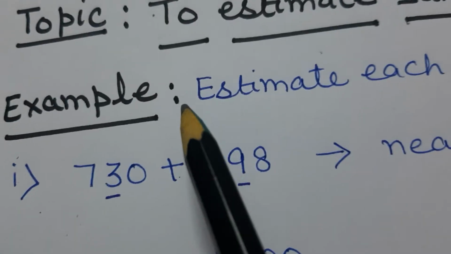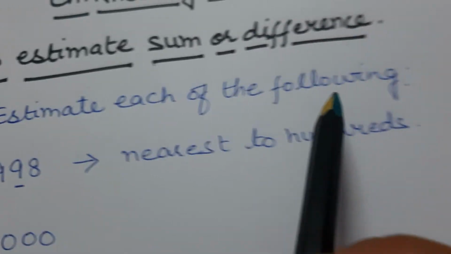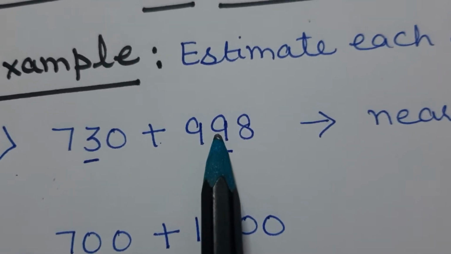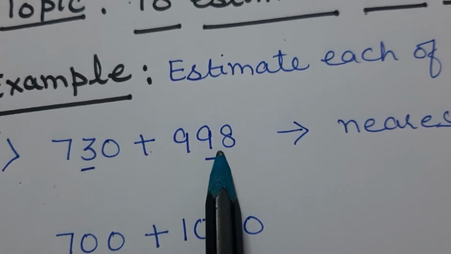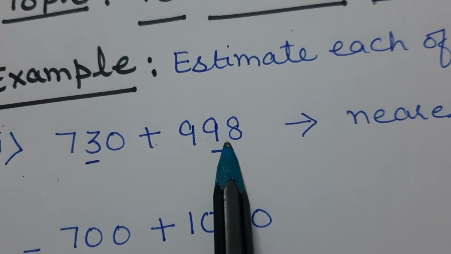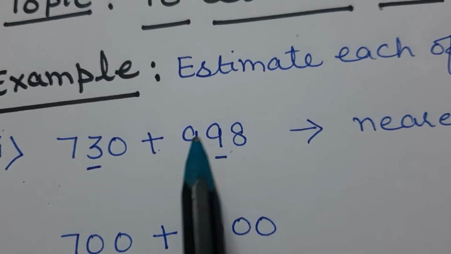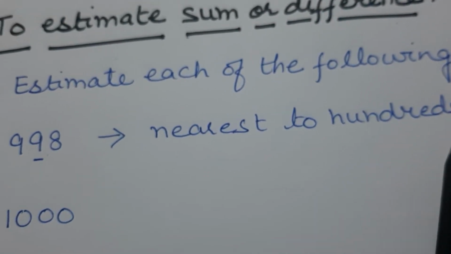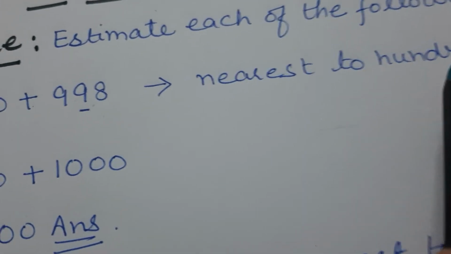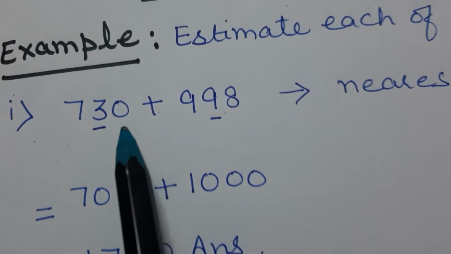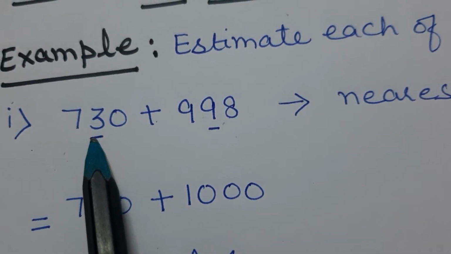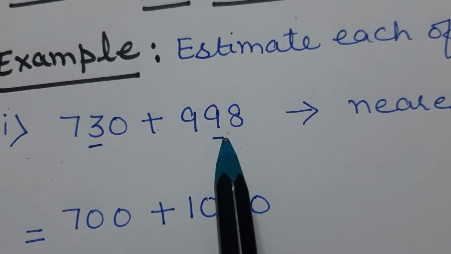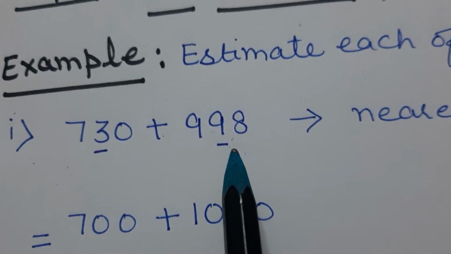Okay, I'm taking an example here. Estimate each of the following. So first we will estimate, then add. Now see, both these numbers are in hundreds. So we will first round off these two numbers nearest to hundreds. For rounding off a number nearest to hundreds, if you remember, we always focus on the tens place digit.